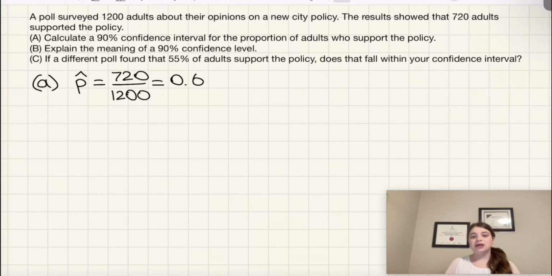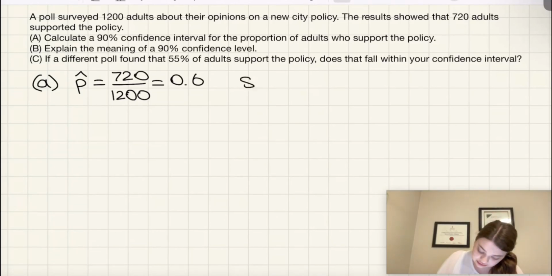So we can assume that the real number in the overall population was pretty close to 60%, but we want to know, what range with 90% confidence can we say that that percentage lies within, right? So now I'm going to find the standard error, right? How much off is the standard error in this situation?